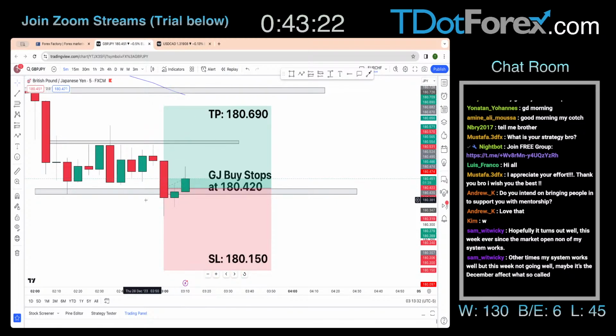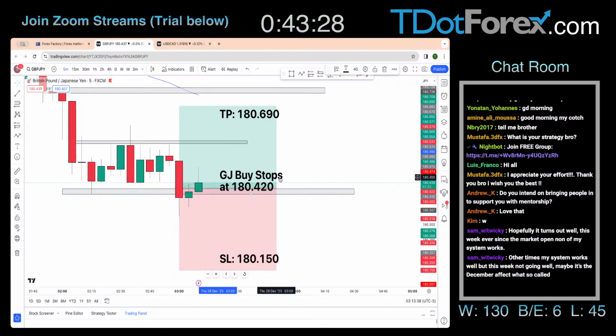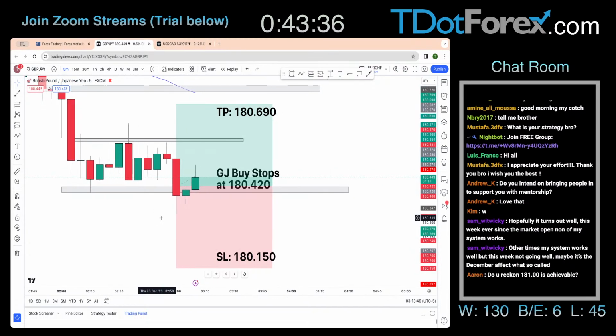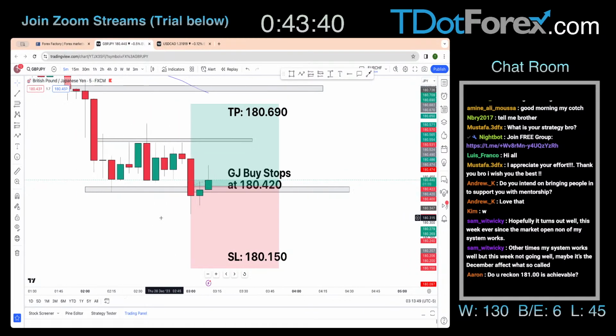Okay, other times my system works, but this week not going well. Yeah, I've heard that as well. Again, markets are moving sideways, so for my system, it's working perfectly fine, right? And that's why we have a winning streak going on as well, because now it's moving perfectly sideways, right?